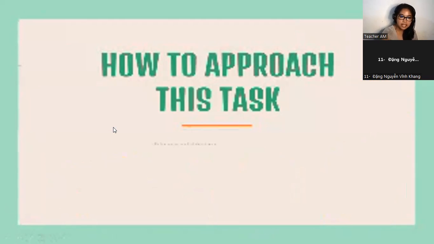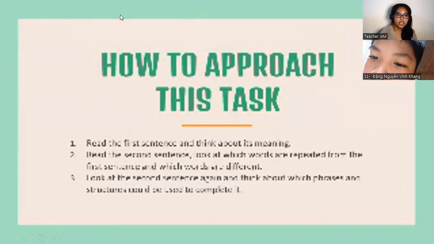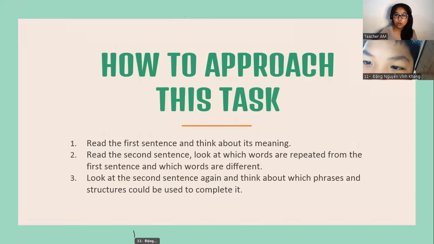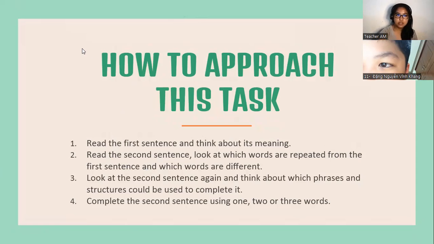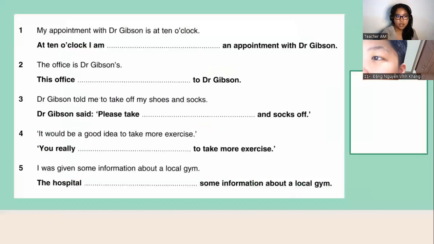So how to approach this task? First, you read the first sentence and think about its meaning. Second, you read the second sentence. Look at which words are repeated from the first sentence and which words are different. Third, you look at the second sentence again and think about which phrases and structures could be used to complete it. Fourth, you complete the second sentence using one, two, or three words, not more than three words. Lastly, you read both sentences again to check if their meaning is the same. Okay, so now, Vin, are you ready to answer numbers 1 to 5?